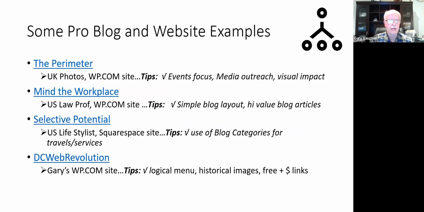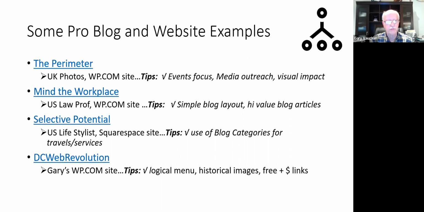And here are these sites. Let's start with Selective Potential, since that was the question. This is a site by a woman who's a lifestylist. It's actually a Squarespace site. So when you're looking at sites for inspiration, they don't have to be WordPress. They can be any kinds of sites to give you an idea of what you might want to do.